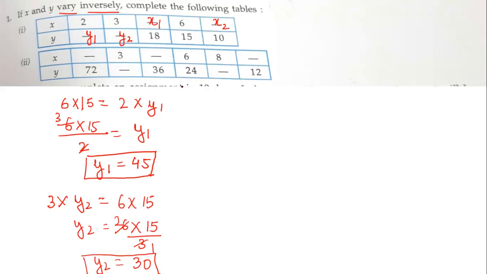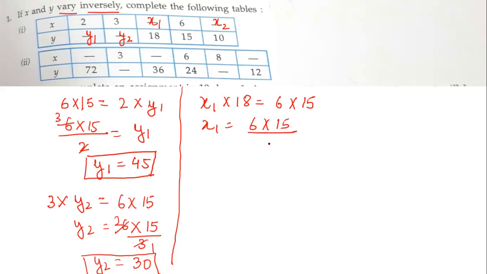The second part is done. Now the third part will be x1 into 18 is equal to 6 into 15. The product of everything is constant in this. So x1 is equal to 6 into 15 divided by 18. From the table of 6 we can divide. Here we get 3, here 5, here 1. So x1 is equal to 5 here.